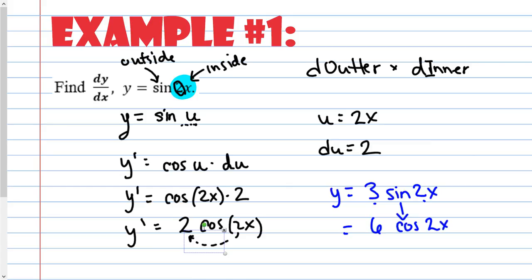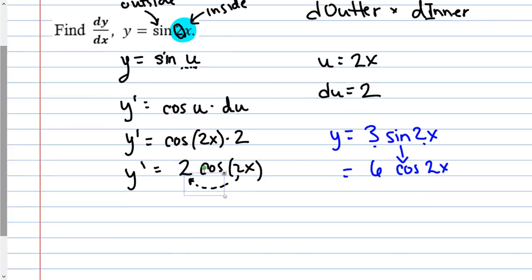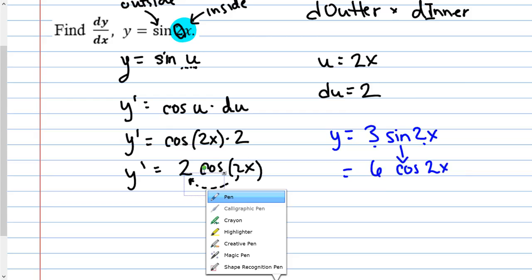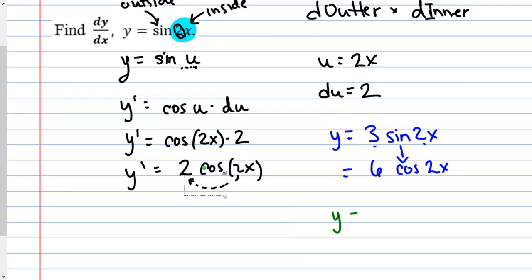Or let's say I have another example. Let's say I have 4 cosine of 3x. So basically what's going to happen is, when I derive, it's going to be 3 times 4, which is 12. The derivative of cosine is negative sine, and then 3x is still there.